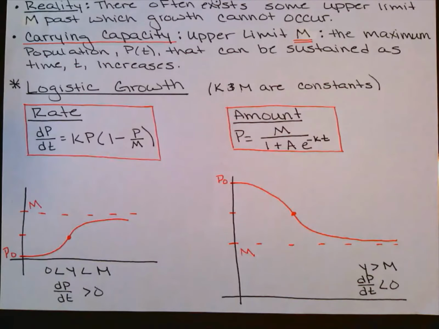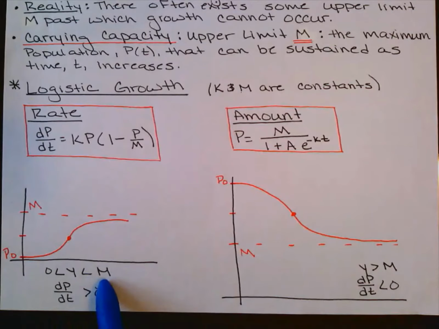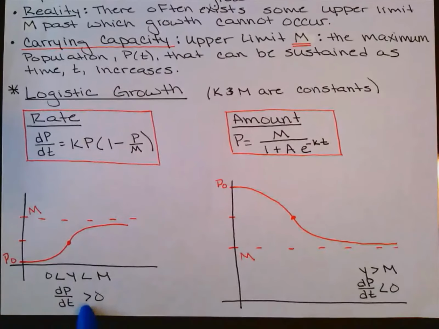If we're talking about a population growing because people start having families and multiplying, then the graph is going to go upward in between 0 and that carrying capacity. And my rate is going to be greater than 0. It's going to be positive, meaning I'm having growth, okay?